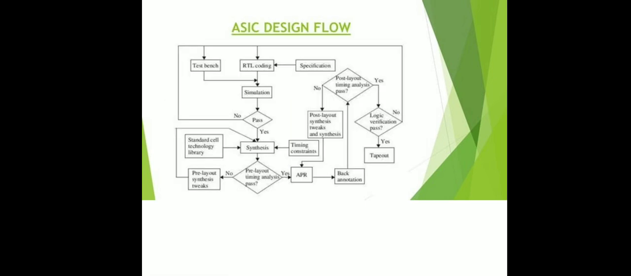So we can see the ASIC design flow here. In this ASIC design flow you can see the test bench and RTL logic. From that it is simulated and passed through the synthesis. In the synthesis we are using the standard cell technology library. Next it is pre-layout using the analysis, and post layout synthesis can be done in such a way that if there is any error, it should be auto corrected, so logical errors can be corrected using the previous steps, and finally it is pre-layouted for the synthesis.